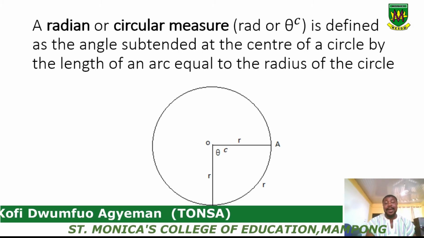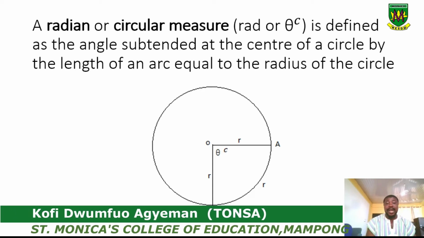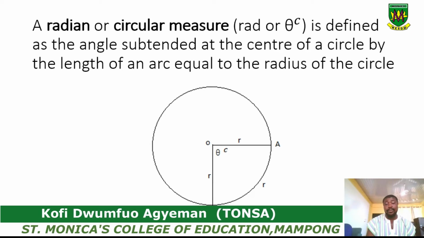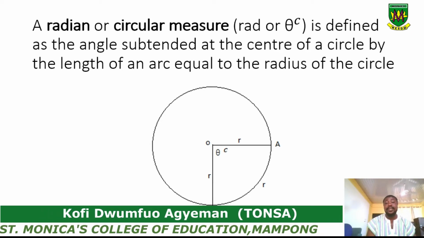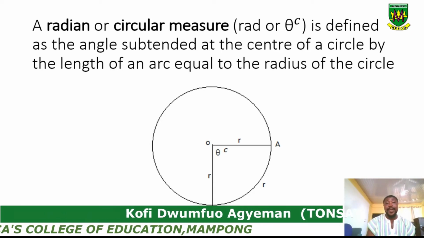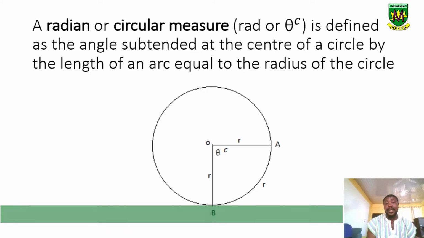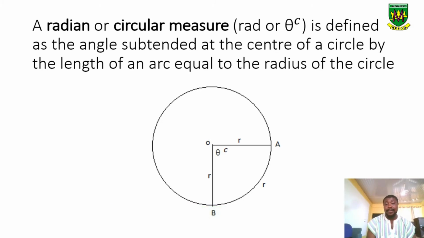If you look at the diagram below, we have a circle whose center is O, and we are using R for the radius. Now, per our definition, the radius and the length of the arc are the same. So it means that the length of the arc AB is also R. The space in between the two radii is what you call 1 radian.